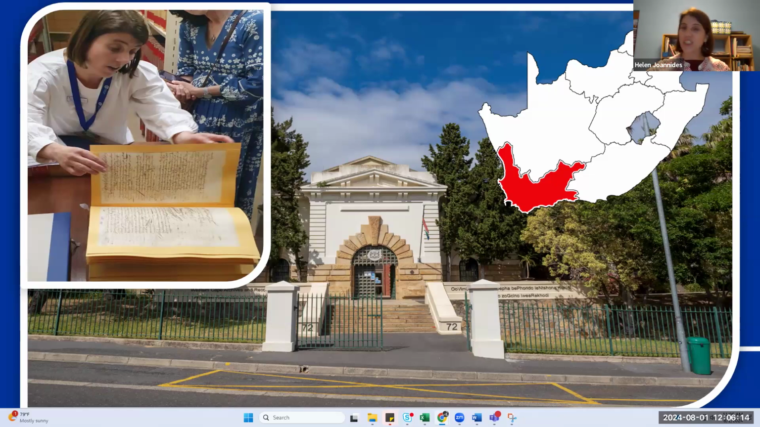So I work at a provincial government archive. That's the building. It used to be a prison completed by the British in 1858.